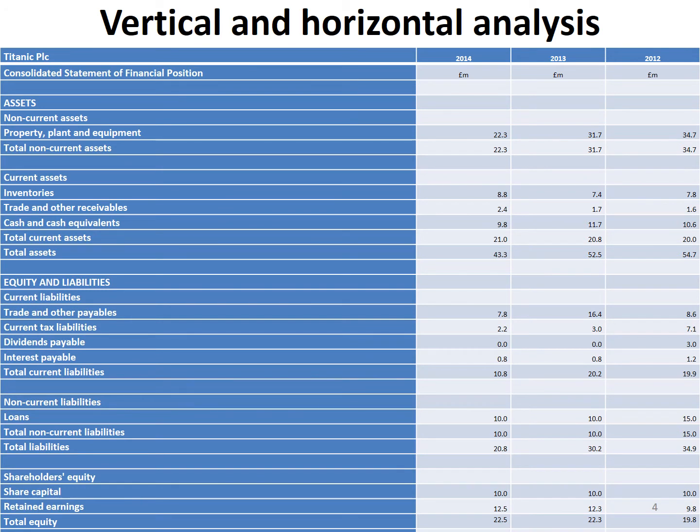Okay, now I have provided you an example here of how to perform a vertical and a horizontal trend analysis. Here you will get an example of financial statements. You will see a statement of financial position, that's a balance sheet. Titanic PLC consolidated statement of financial position. These figures have been provided for 3 years, 2014, 13 and 2012, in millions.